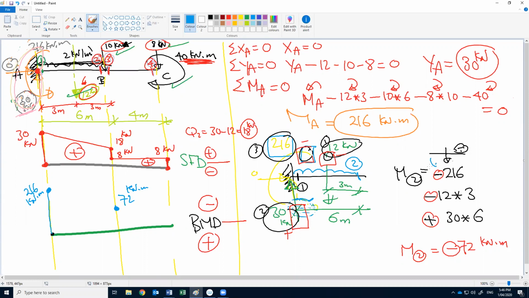That's why we use this rule to calculate the moment at 2, because the result will give us where to put it, above or below the datum. From section 1 to 2, from 216 to 72, how can we connect these two points? With a parabola.